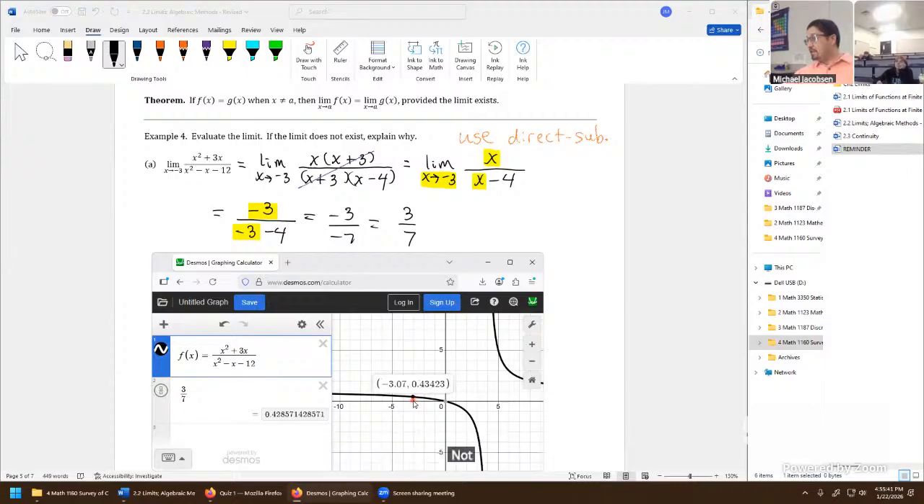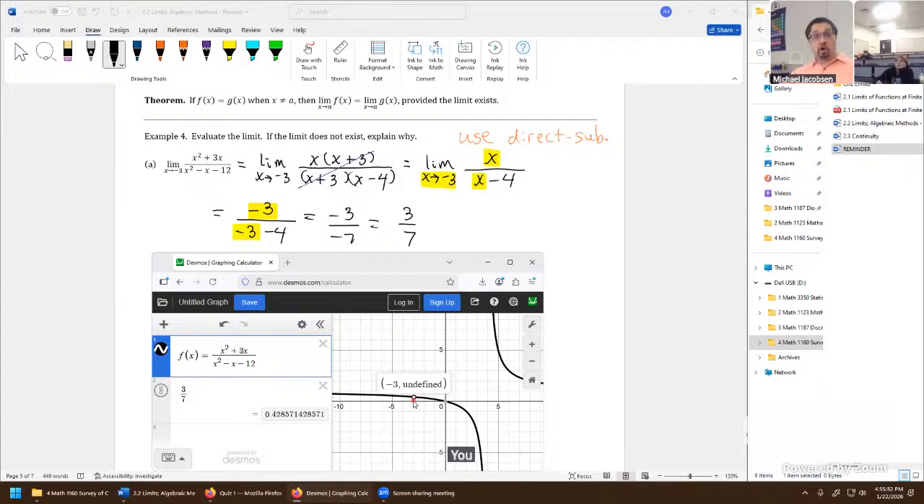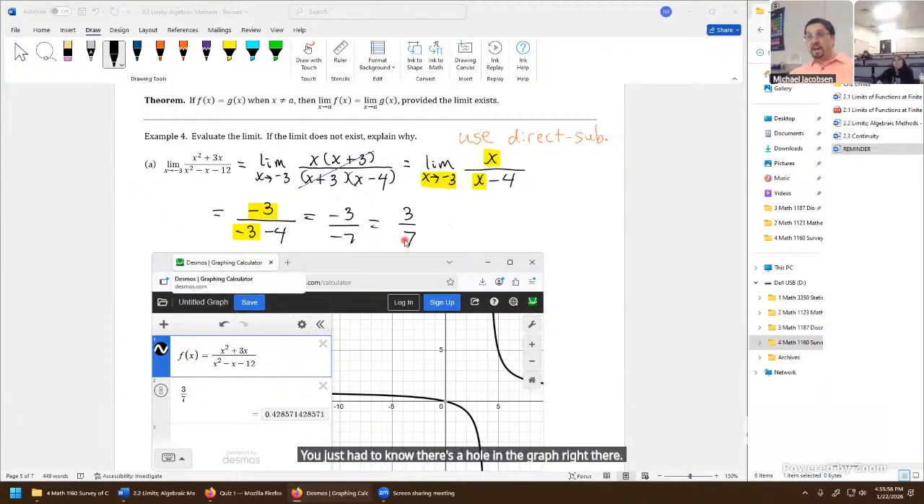Notice though, you can't just drop in -3. It's undefined right at that spot. And like we looked at before, most graphing calculators hide that information. We just had to know there's a hole in the graph right there. Well, from either side, that's the experience of evaluating limits so far.